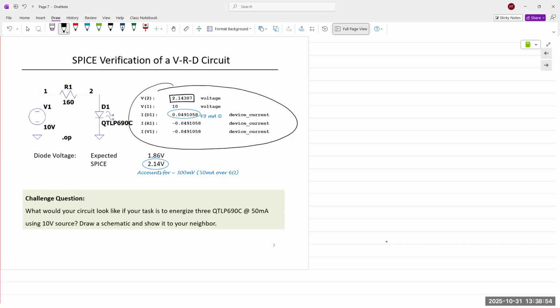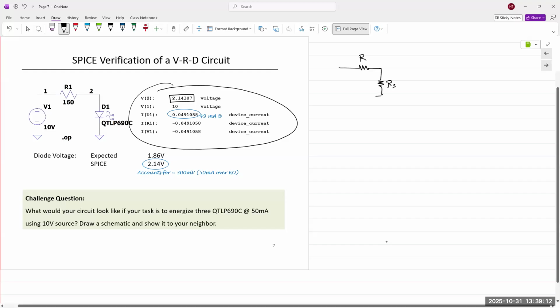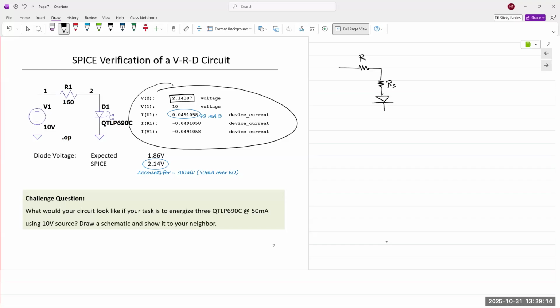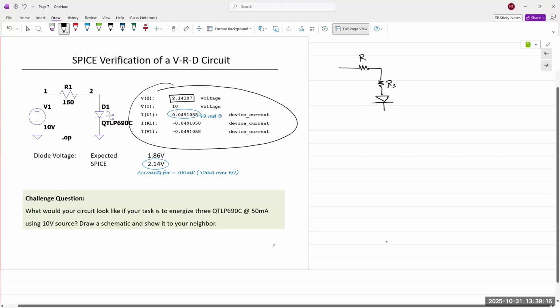In the SPICE simulation, the RS was entered as 6 ohms. In the manual calculation, we did not use the 6 ohms, right? If we did enter the 6 ohms, it would have turned out like this. This would be the R, and this would be RS for the diode. And then we'd use the diode voltage separately.